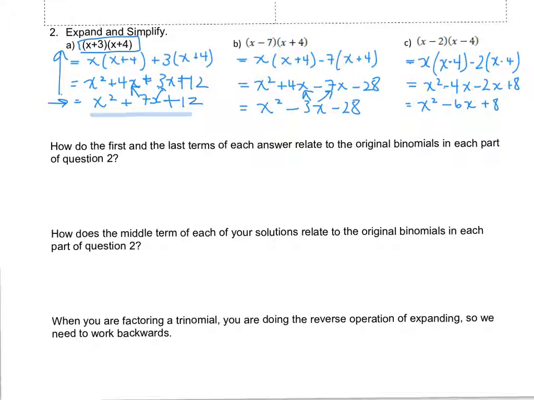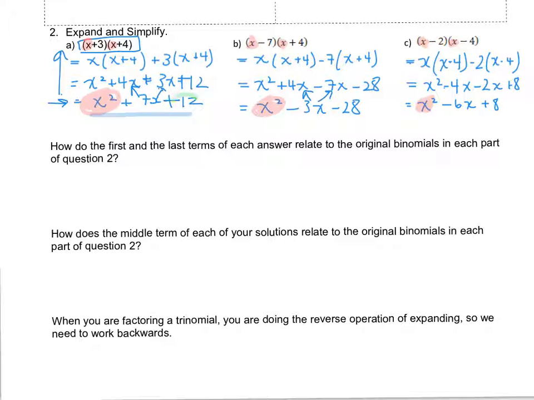So how do the first and last terms of each answer relate to the original binomials in each part of question number 2? So if you look at this first term, the first term is the x squared term here. Every time I get a 1x squared, every time. And that really comes from multiplying the x at the beginning with the x at the beginning, x with the x. So that's where those are coming from.